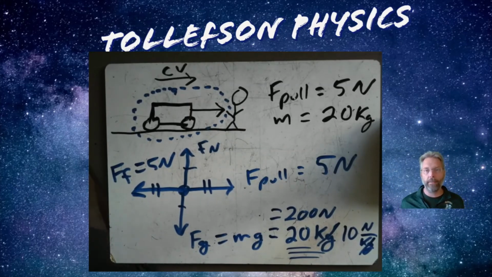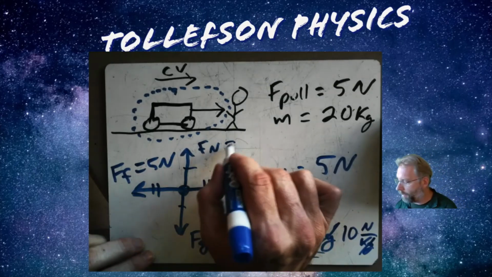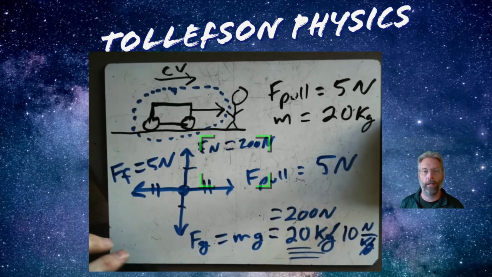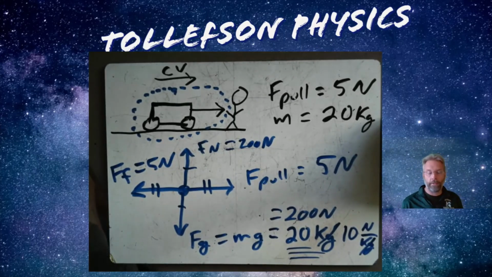And so since I know that this is 200 newtons in the downward direction, well, then I know that it must be 200 newtons in the upward direction as well. And so there you go. There's a fairly simple force diagram for something moving on the horizontal where all of the forces are perpendicular to each other.